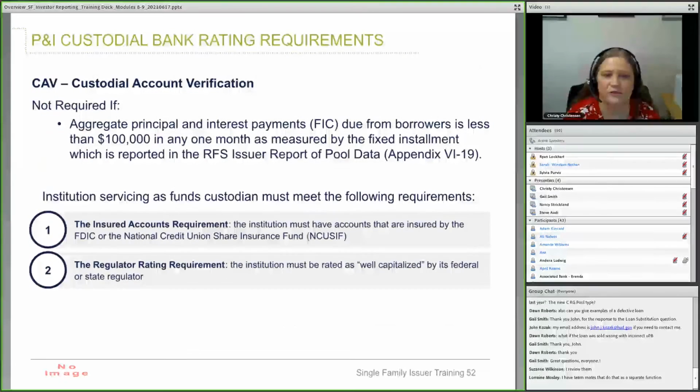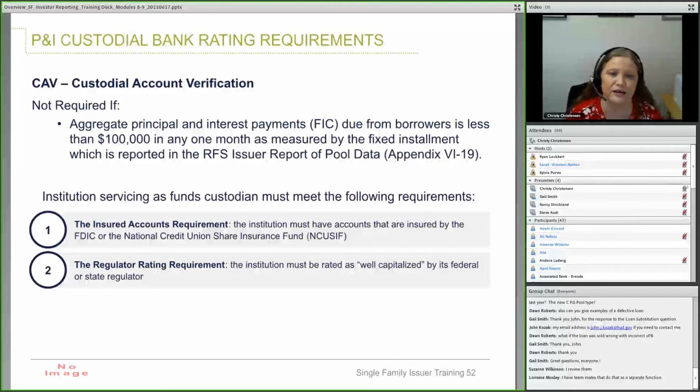P&I accounts are subject to custodial account verification, also known as CAVS, which Gail talked about earlier before the break. It is not required if the aggregate P&I payments due from the borrower is less than $100,000 in any 1 month, as measured by the fixed installment per Appendix 6-19.